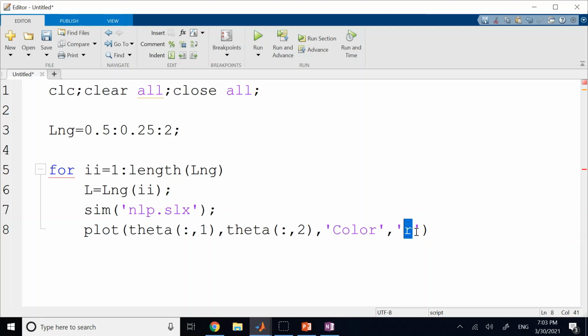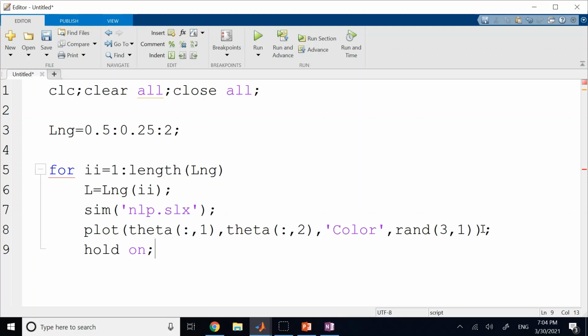So in order to make the color of one plot against others different, what I recommend is to use a random color, and I would use rand of 3 and 1. What it does, it generates 3 random numbers and uses one for red, one for green, one for blue of the color, right? And this way you're going to have random colors, and you need to hold on so that it doesn't overwrite the previous one.